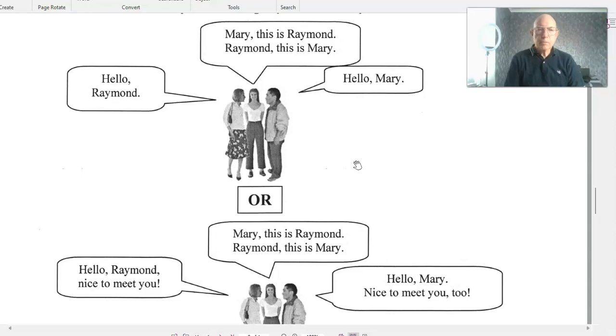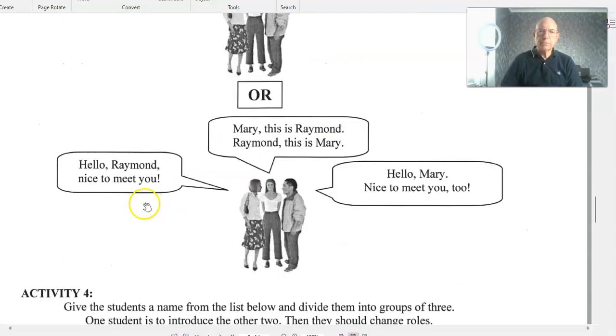And so you kind of treat them as if they're separate, as if they didn't hear the first thing and weren't smart enough to figure out who the other person was. So yeah, Mary, this is Raymond. Raymond, this is Mary. Would be your introduction. Or another possibility here.